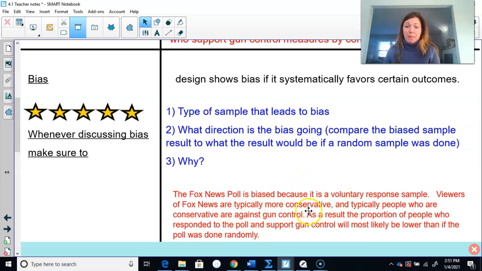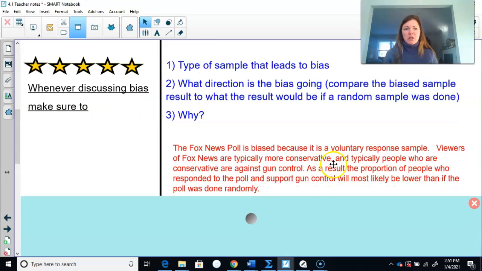Viewers of Fox News are typically more conservative, and typically people who are conservative are against gun control. As a result, the proportion of people who responded to the poll and support gun control will most likely be lower, because they're going to not support gun control. So the people who support gun control will probably be lower than if we did this randomly, okay? We'll practice this more together. You'll get plenty of practice in your worksheet as well.